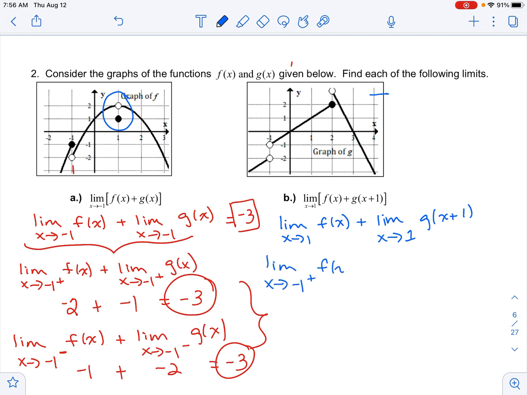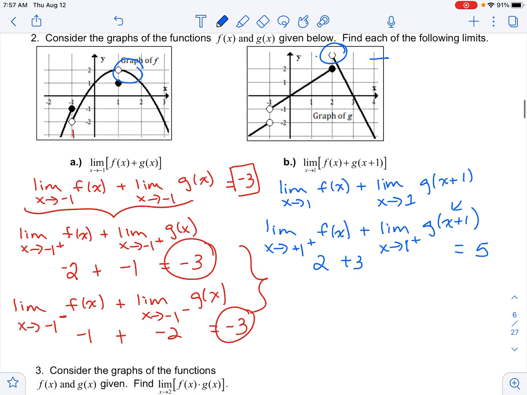As I approach f of x from the right-hand side, and it wasn't really f of x that was the problem, but as I approach f of x from the right-hand side, approaching 1, sorry, not -1, your y value is 2. And then as we approach 1 from the right-hand side of g of x plus 1, again, it's really g of 2. Notice that y value looks like it's about, we'll just say it's 3. So this limit, as we approach 1 from the right-hand side, is actually 5.